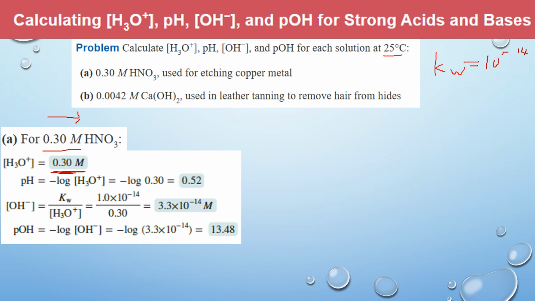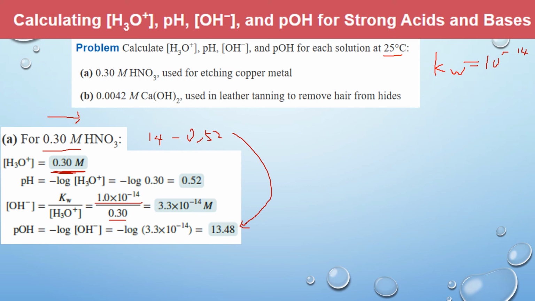For the pOH, instead of calculating the concentration of hydroxide as it says here and then figuring out the pOH, we can just use 14 minus 0.52, which equals 13.48, the pOH value. For the hydroxide concentration, it's going to be equal to Kw divided by the concentration of the proton. We know at room temperature Kw is equal to 10 to the negative 14, divided by the concentration of the proton. That's the hydroxide concentration.